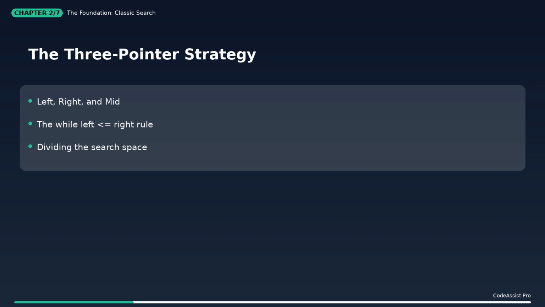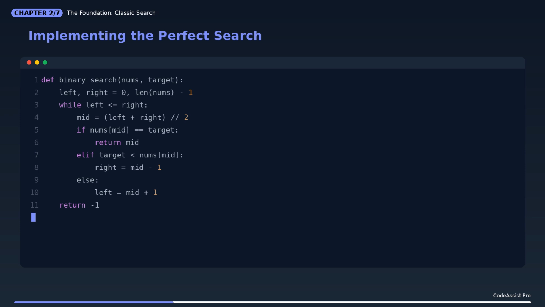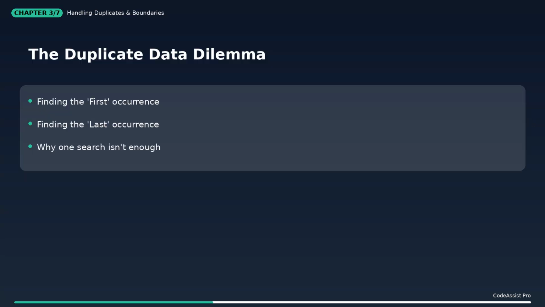Here's the standard implementation. Notice how we strictly adjust the boundaries. We'll see in the next chapter why this simple logic fails completely when you have duplicate numbers, a favorite trick of Google interviewers. In the real world, data is messy.